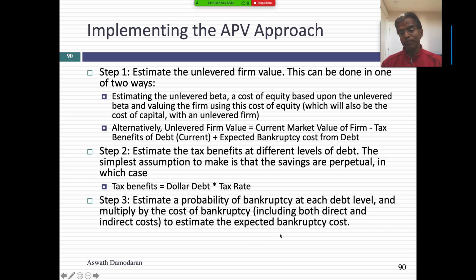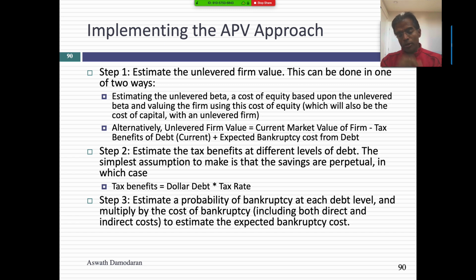Let's look at step 3. To get the expected bankruptcy cost, I need 2 numbers. I need a probability of bankruptcy at every debt level. And then I need a cost of bankruptcy. Remember we talked about direct and indirect costs? I need a cost as a percentage of the value of the firm. And here's where people get stuck.